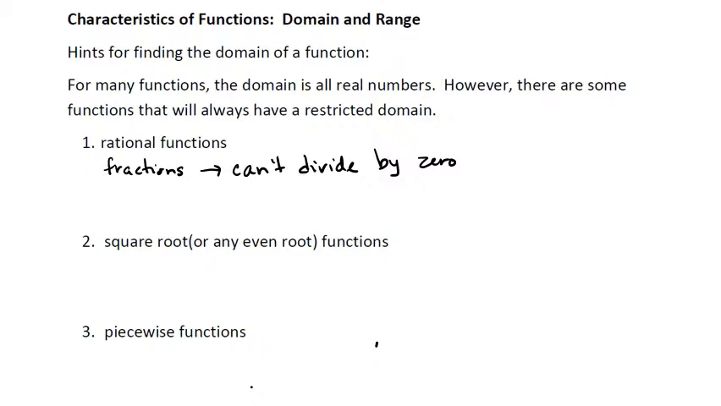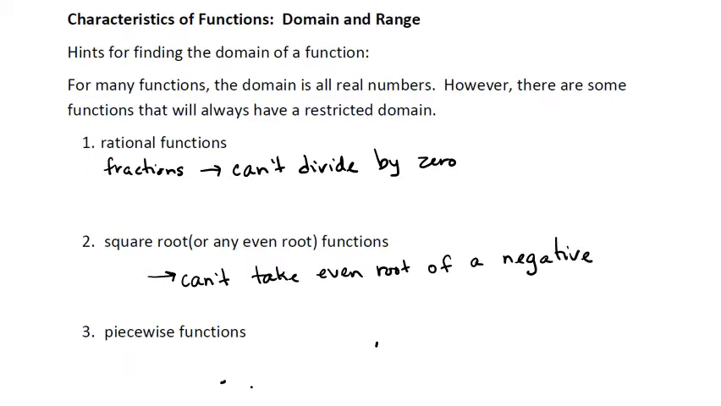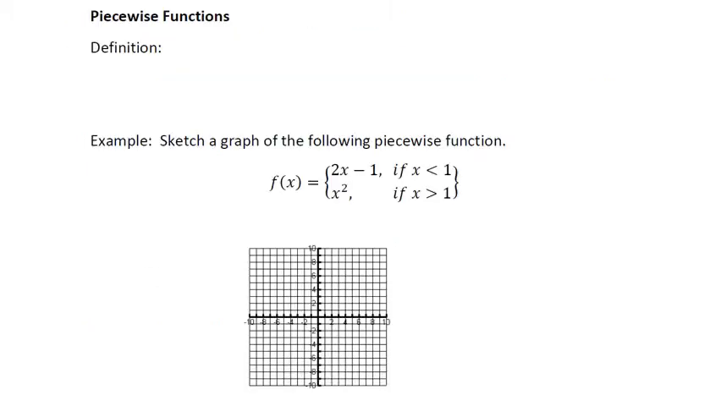For a square root function, well, what can't I take the square root of? I can't take the square root, or even root, of a negative number. So I'm going to use that rule in order to help me decide what values I can substitute in for x. And then we'll talk about piecewise functions on their own. Sometimes piecewise functions have a break in the definition, and sometimes they don't. Let's look at a couple of domain examples.